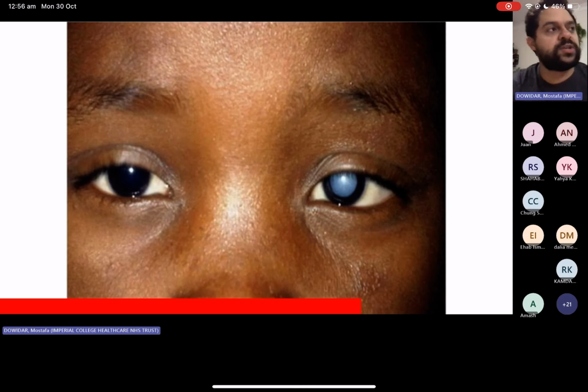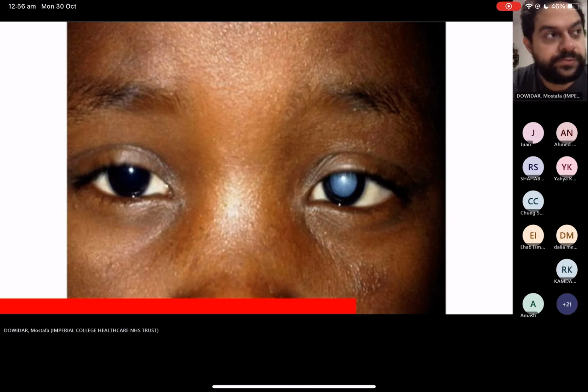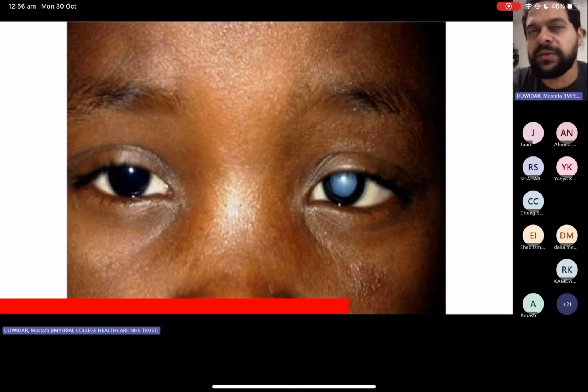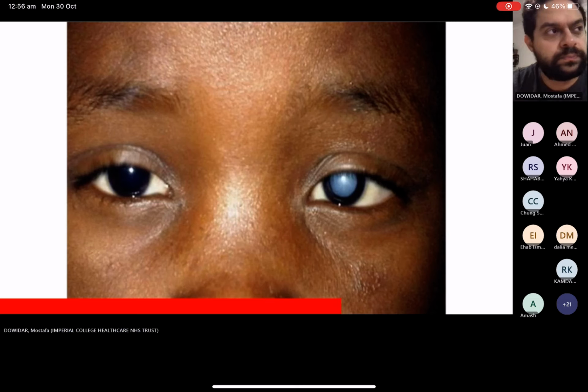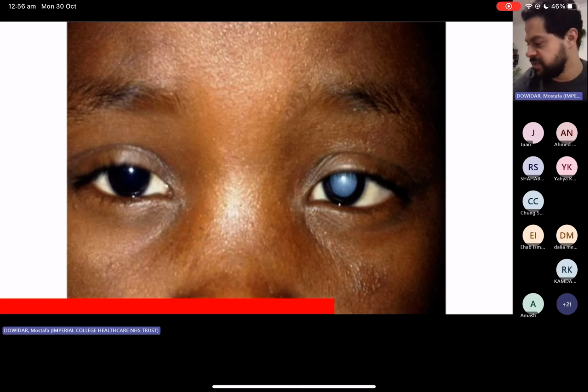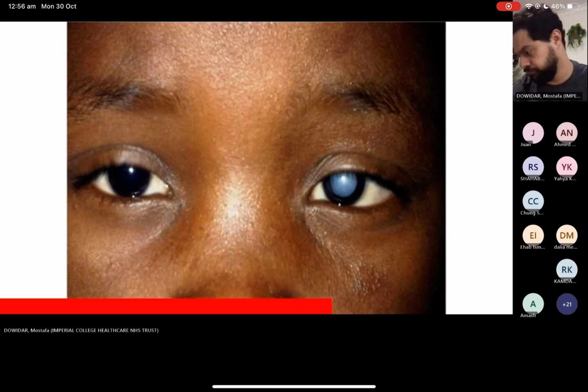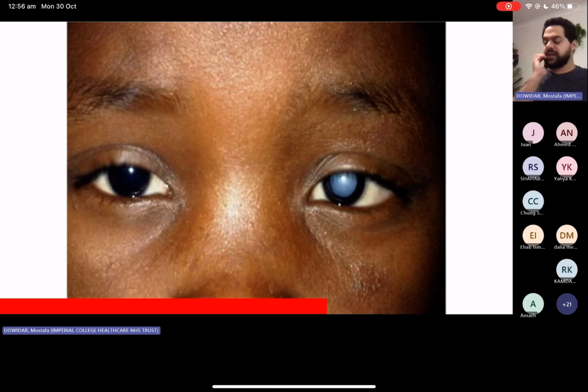Besides hereditary genetic causes, any other more important causes for a bilateral cataract? Maybe not in the UK, but outside the UK. Infectious causes. What's the mnemonic for them? TORCH infection. Tell us more about TORCH. Toxoplasmosis, other infections, rubella, CMV, and herpes. So TORCH infections would be part of your screening for bilateral cataract workup. Especially outside the UK, these infections can cause this.